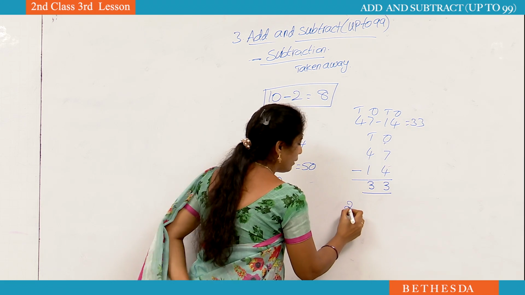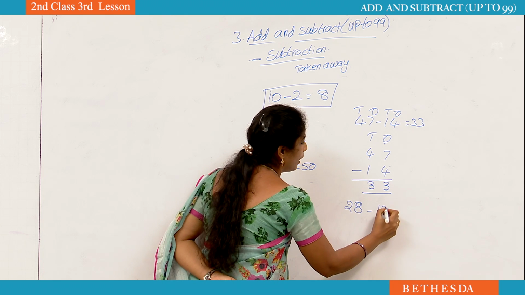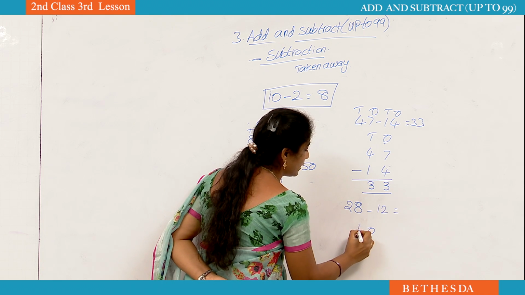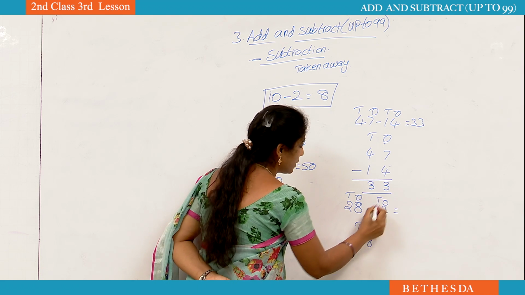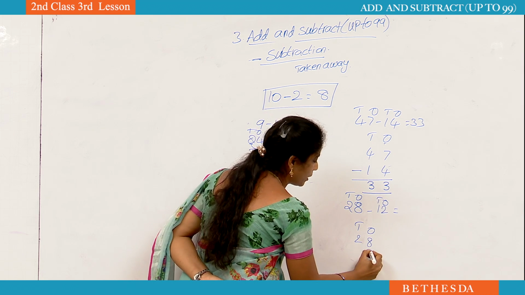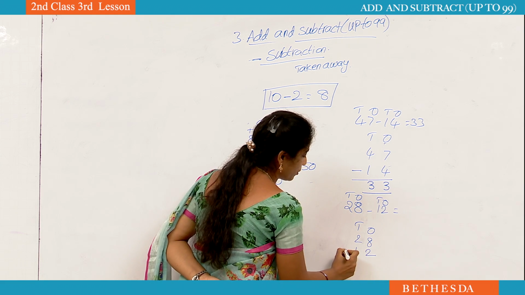See here, 28 minus 12. Again, ones, tens. Ones place number is 8. Tens place number is 2. In the second number, ones place number is 2. Tens place number is 1.